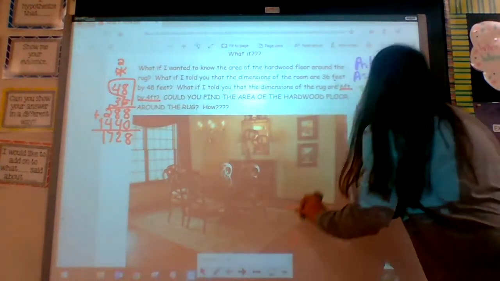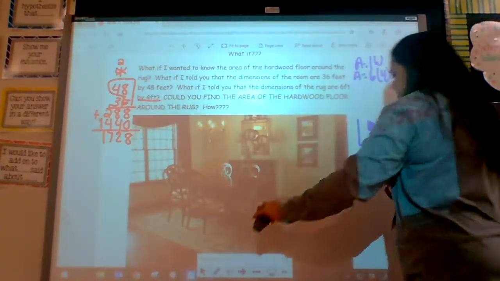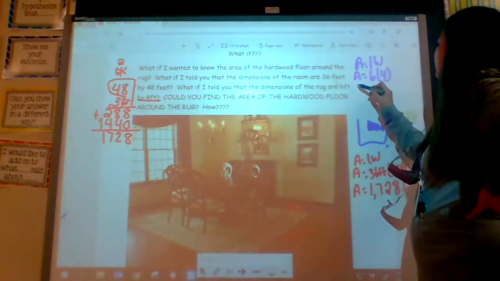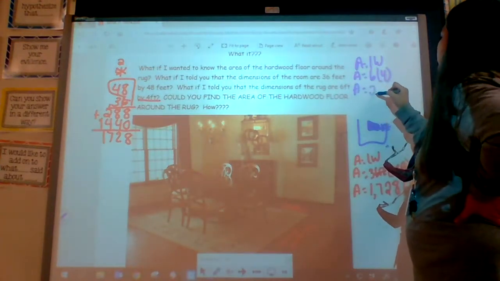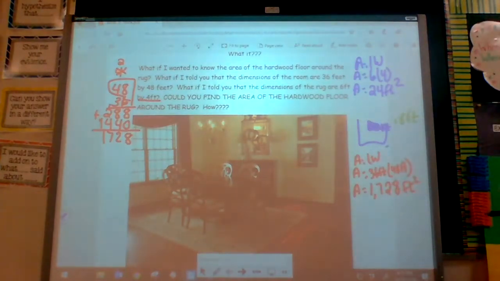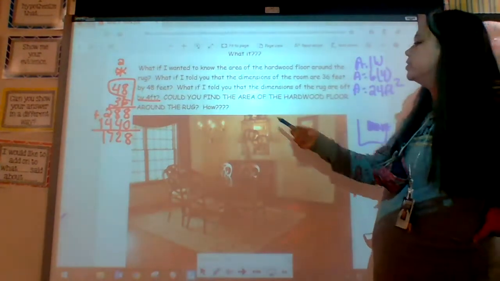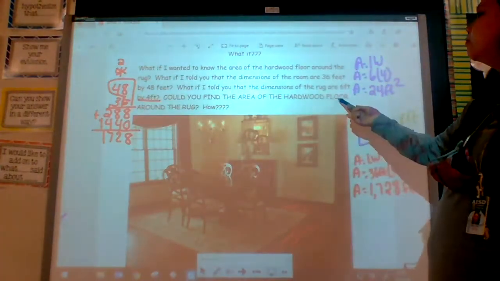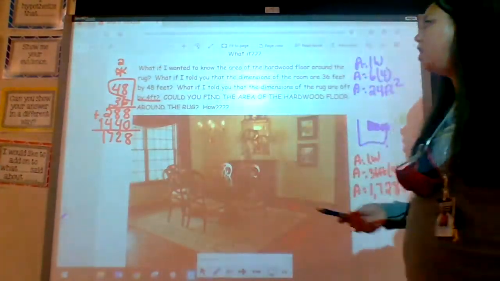So then the area of that rug is going to be 24 feet squared. Okay. Then what do you think I would do to find the area of the hardwood floor around that rug?